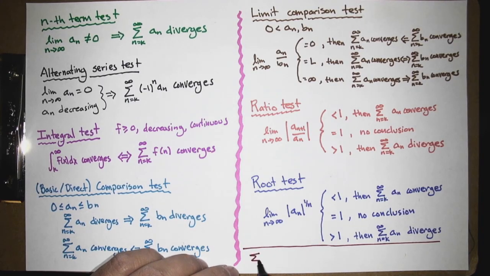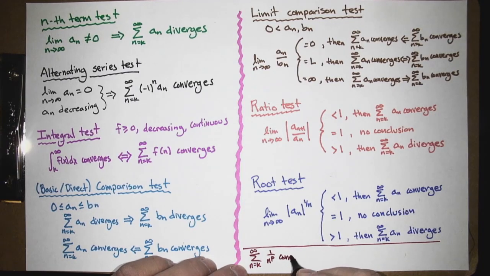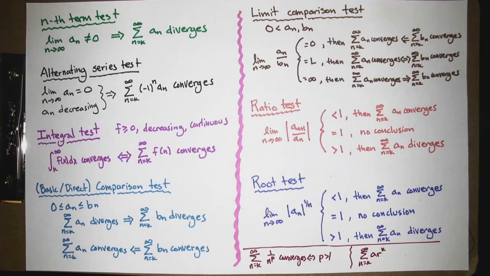So if I took the sum from k to infinity of 1 over n to the p, when does that converge? This converges if and only if p is greater than 1. And since we have space, the sum from n equals k to infinity of a r to the k, when does that converge?